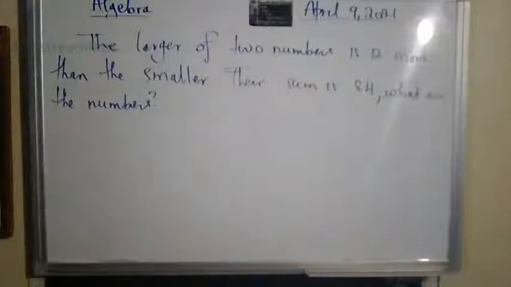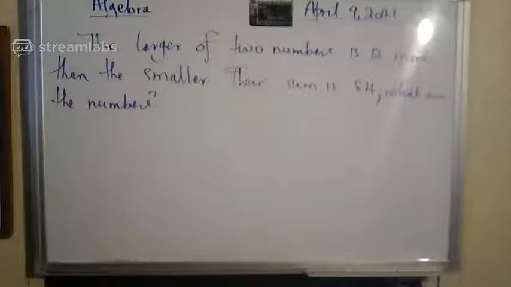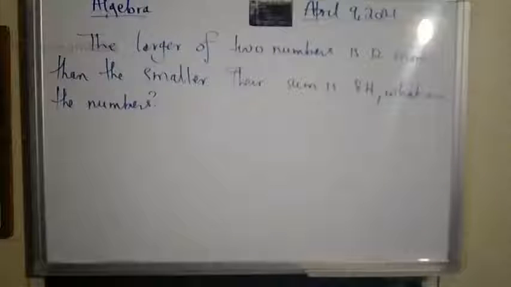So try that, guys. I'm giving you 1 minute. You must finish that. Think about it. The larger of two numbers is 12 more than the smaller. Their sum is 84. What are the numbers? Just follow the rule. Use the information that they give you and do it step by step. You don't have to rush it or anything. Think about it.